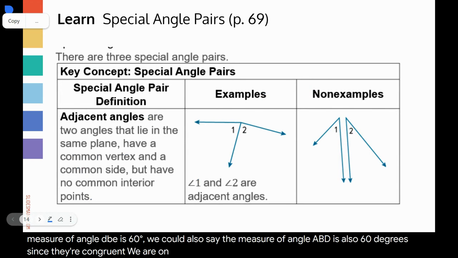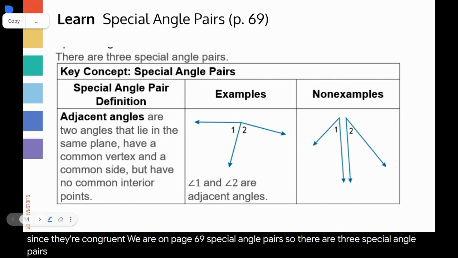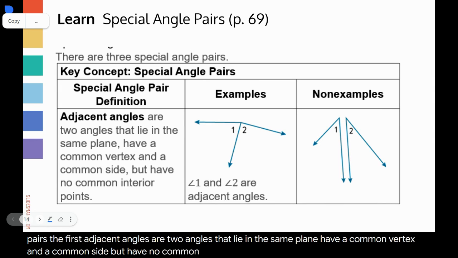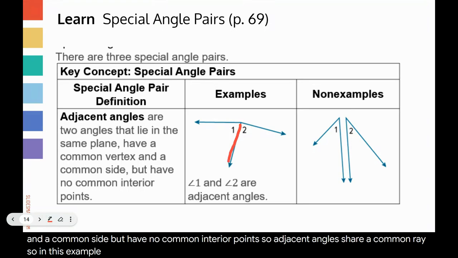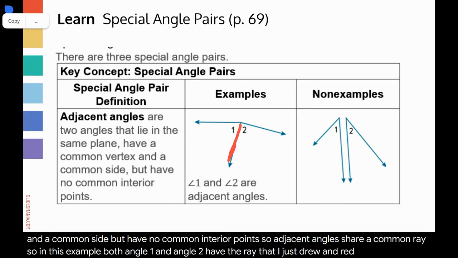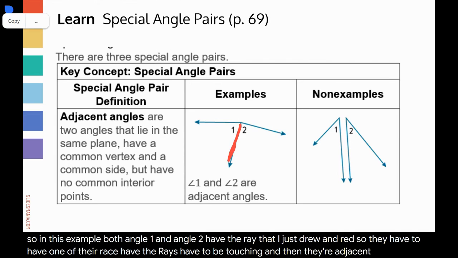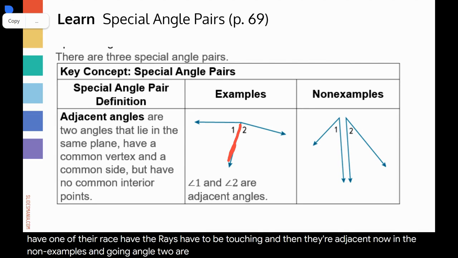Okay, we are on page 69, special angle pairs. There are 3 special angle pairs. The first, adjacent angles, are 2 angles that lie in the same plane, have a common vertex and a common side, but have no common interior points. So adjacent angles share a common ray. In this example, both angle 1 and angle 2 have the ray that I just drew in red. So one of their rays has to be touching, and then they're adjacent. Now in the non-examples, angle 1 and angle 2 are not touching, so they are not adjacent.